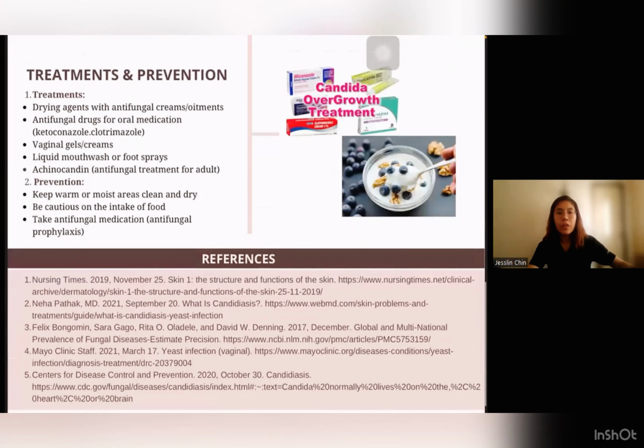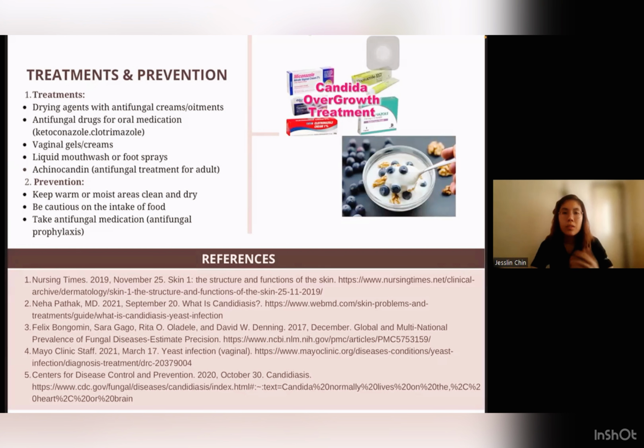So for the treatments, usually in order to treat a fungal infection like candidiasis, the doctor will prescribe antifungal medication for the patients. For example, some drying agents with antifungal creams to apply on the skin, oral medication like ketoconazole, vaginal gels, and so on. And one of the treatments for adults is echinocandin, which is given through an IV line.